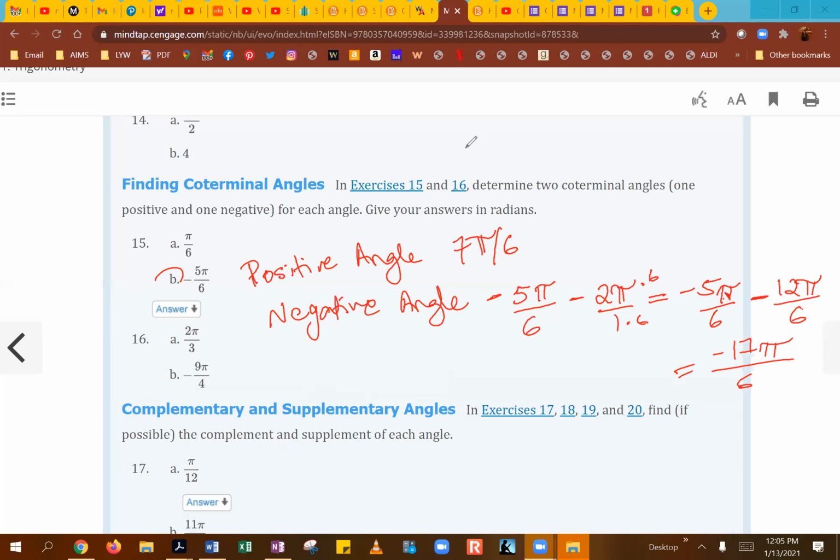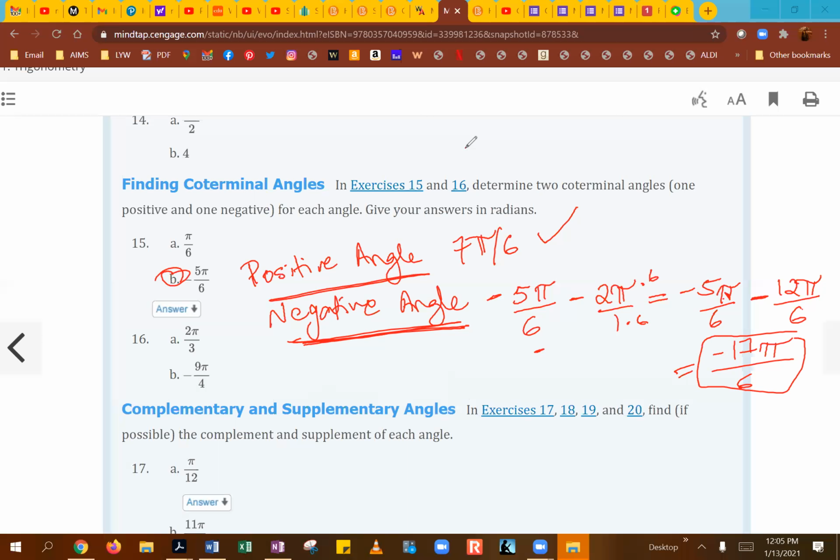Yeah, James, very nice. So basically we went in the counterclockwise direction to find the positive angle, 7 pi over 6. But then for the negative angle, you basically subtracted a whole circle. So you went one full revolution and subtracted it from the original angle that you had. And that's how we came up with the negative coterminal angle for this given example.